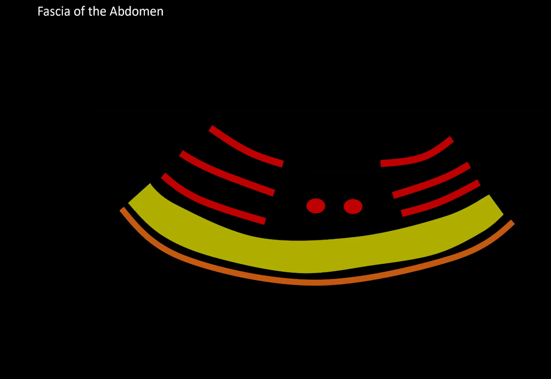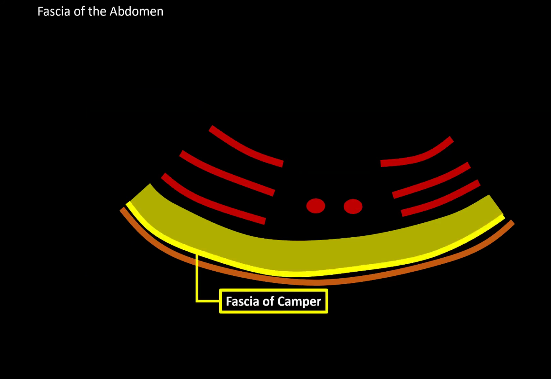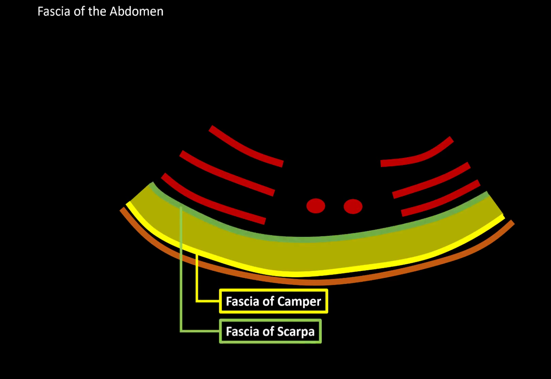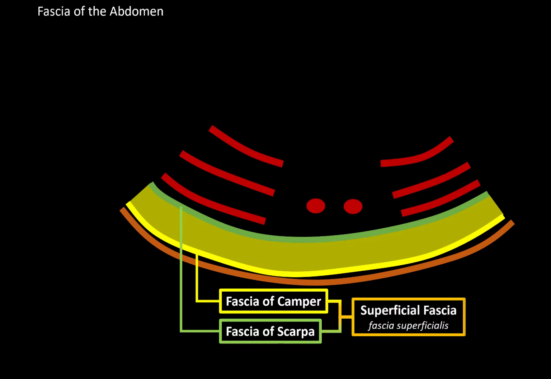The first fascia we're going to go through is associated with the fat layer. The fascia that covers the fat layer from the superficial side is called the fascia of Camper, and the fascia that covers it from the inner side is called the fascia of Scarpa. These two layers of fascia together form the so-called superficial fascia. So that is the first one in our list.